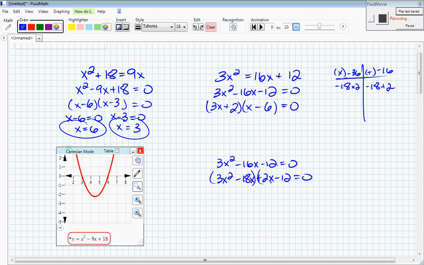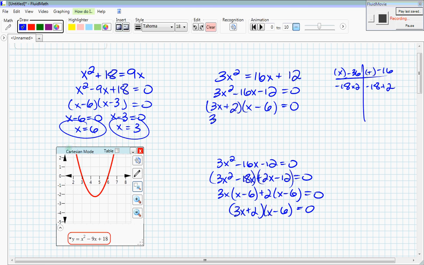With 4 terms, we always group the first 2 and the last 2, and pull out the GCF of each binomial. We have 3x times x minus 6. Here we're going to pull out a positive 2, leaving us with x minus 6. These binomials are identical, which is good, so we can write this quadratic as the product of these 2 binomials, 3x plus 2 and x minus 6, just as we have above.